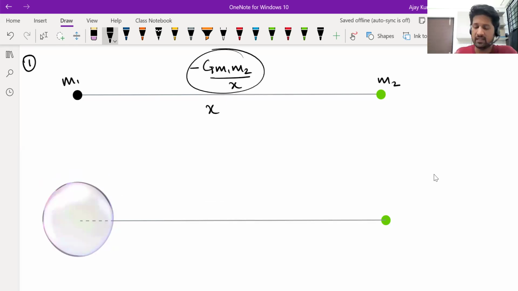Now, we derived this result by first deriving the work done by the gravitational force between 2 point masses, and then we assumed at infinite separation the potential energy is zero. Then at finite separation we got this result.